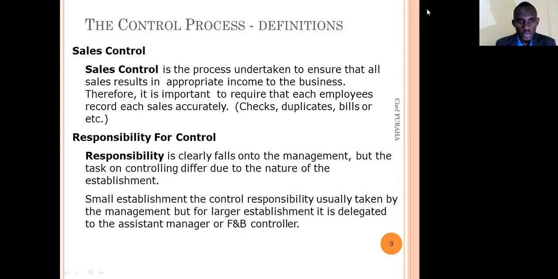So the responsibility of controlling cost falls under management, that is the food and beverage manager. But in bigger establishments, you will find that they have hired somebody who is in charge of controlling cost only. That is called a cost controller. But in smaller ones, you will find that food and beverage managers are the ones in charge of controlling cost.